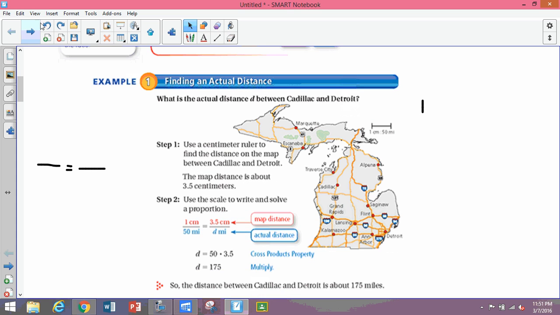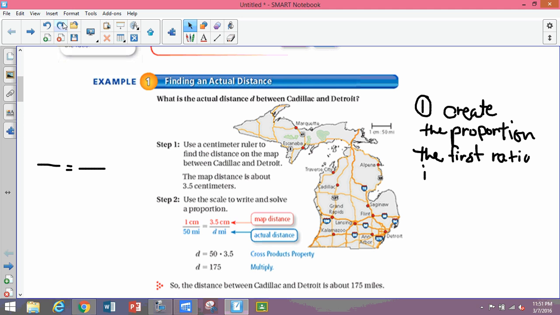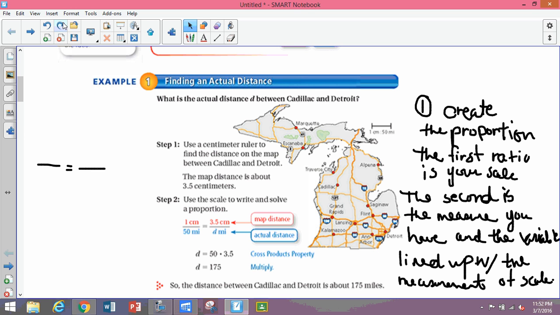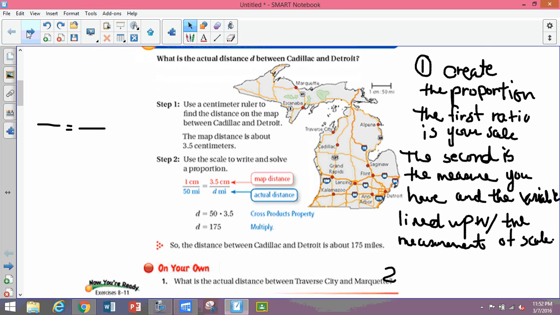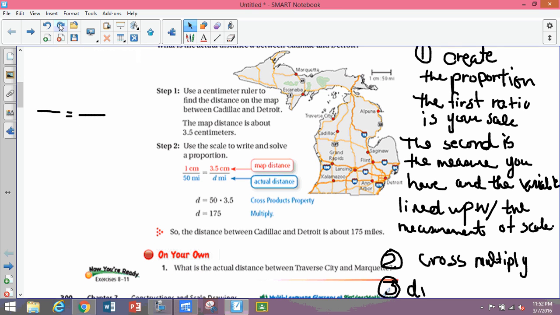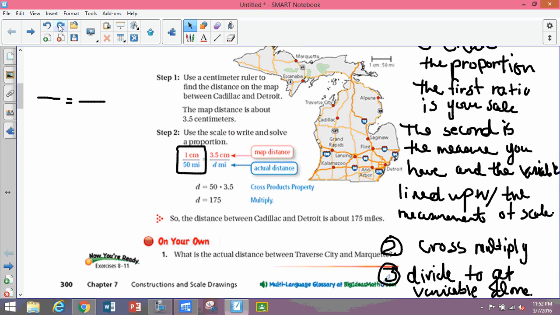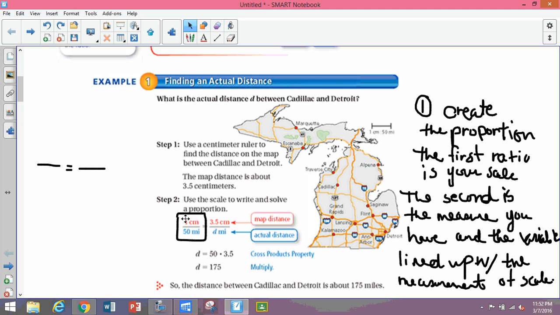When you're solving a problem like this, you're going to be given a situation, and the first thing you're going to do is create a proportion. The first ratio is your scale, and the second is the measurement that you have and the variable. You're going to line it up with the labels and the measurements within that scale. Then you're going to cross multiply and divide to get the variable alone. Those are your steps. So if you're given the scale here of 1 centimeter equals 50 miles, that becomes your first ratio.